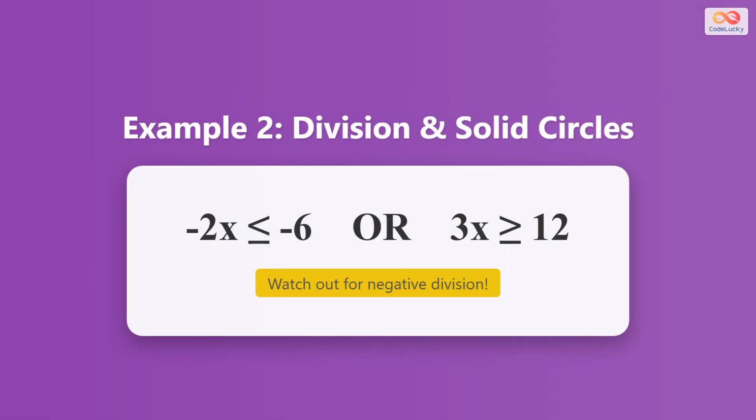Here is a slightly trickier one. Negative 2x is less than or equal to negative 6, or 3x is greater than or equal to 12. Notice the negative sign attached to the x on the left side.